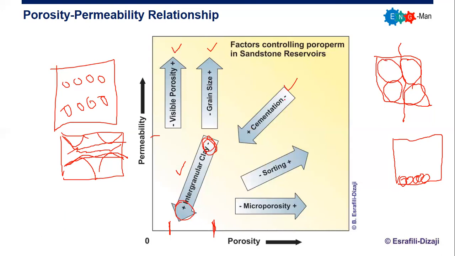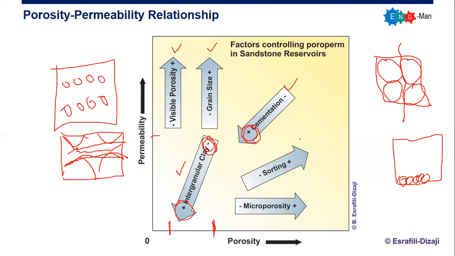All right. If you have more cement in your pores, right? So the porosity will decrease, permeability will also decrease, and if you have fewer cement, right? If you have less cement, then the porosity and permeability will increase.